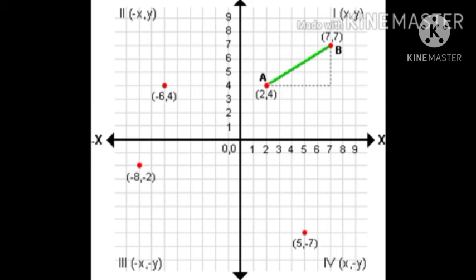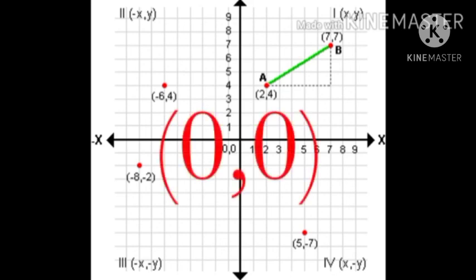Now, what are the coordinates of the origin? If you are totally clear on this, you can easily say that the coordinates of the origin are 0 comma 0. You can observe that the x coordinate at the point of intersection is 0. Similarly, the y coordinate is also 0. So the coordinates of the origin are 0 comma 0. Is it clear? Yeah, okay.